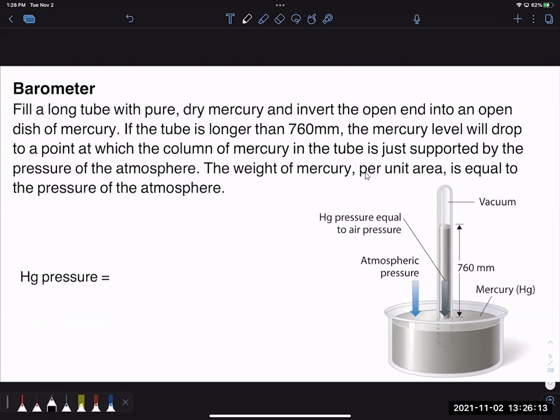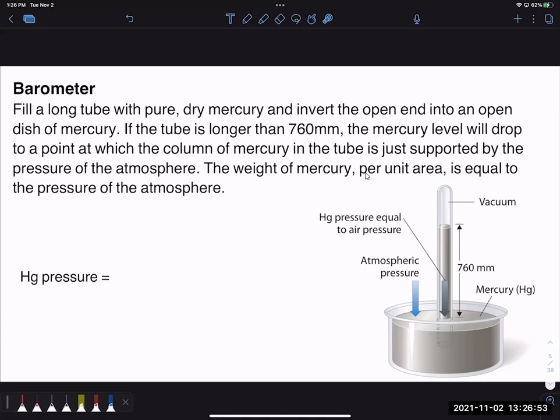So a barometer looks like this. You fill a long tube with pure dry mercury. You fill that tube completely. There's no air inside of it. And you take that thing and you cover up the end and you put it into a bath of mercury like this. This mercury will fall and leave a perfect vacuum or nearly perfect vacuum above that mercury. And this amount of vacuum is related to the amount of pressure outside of the tube.